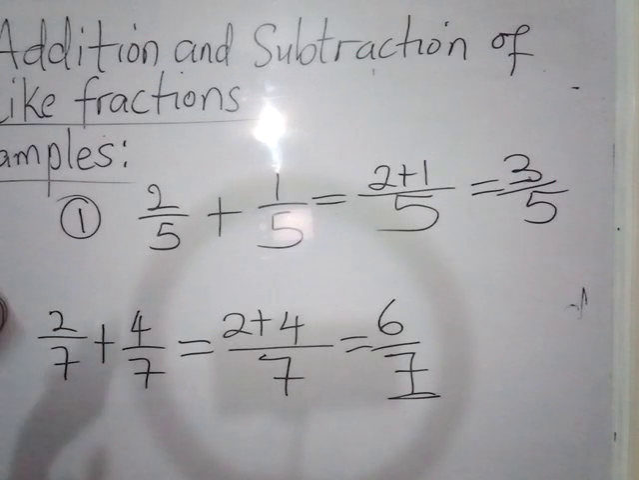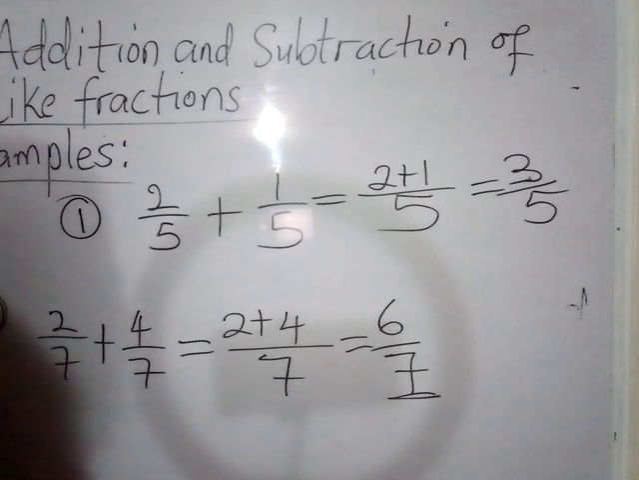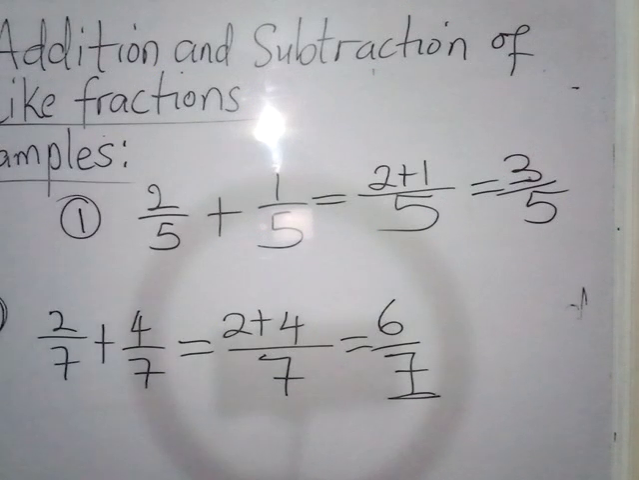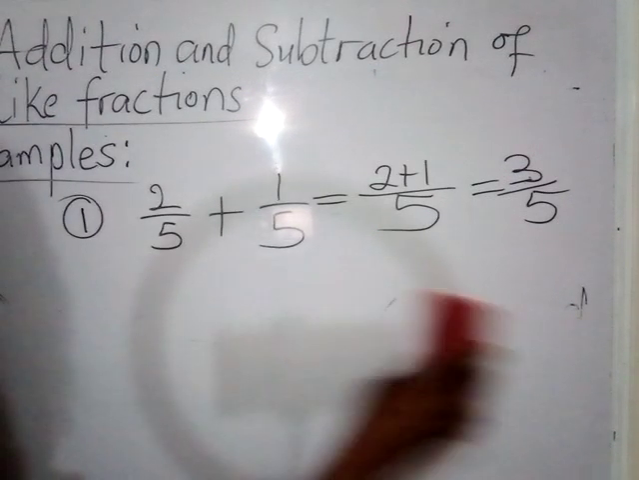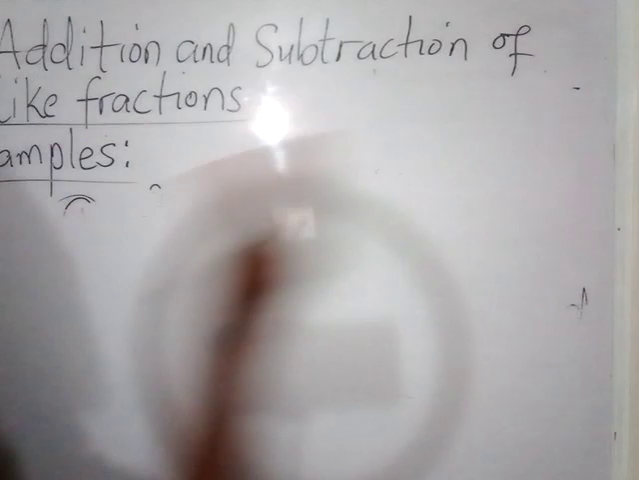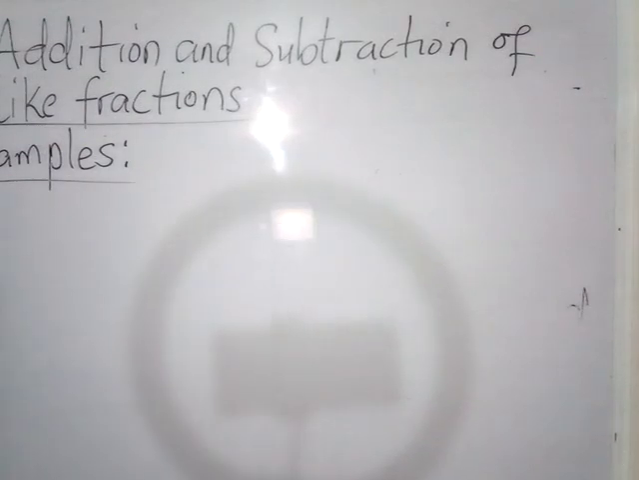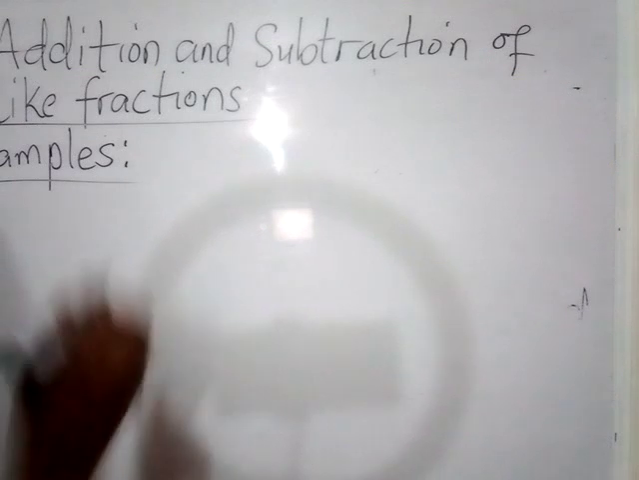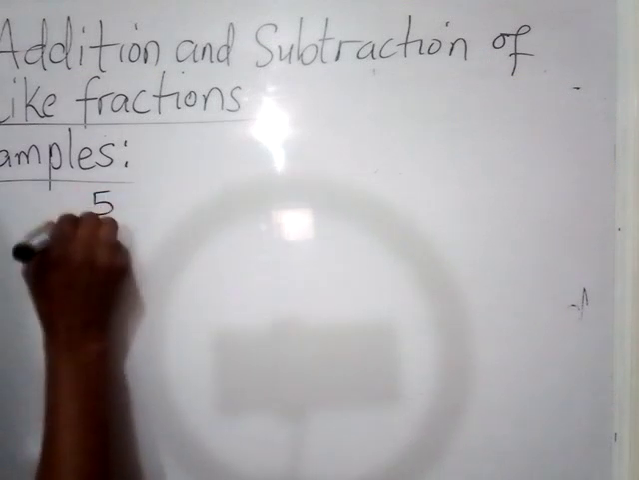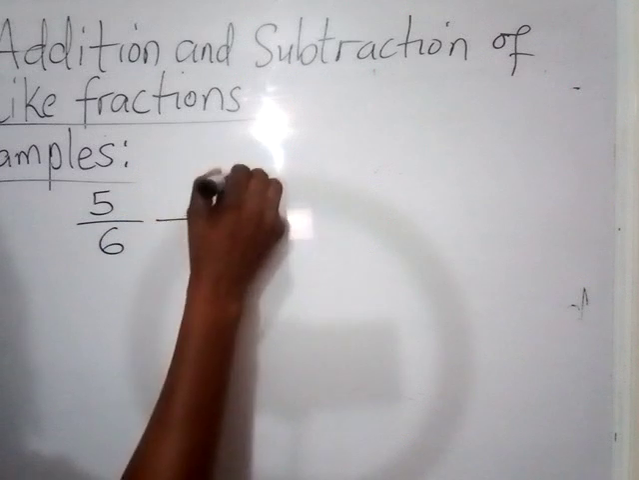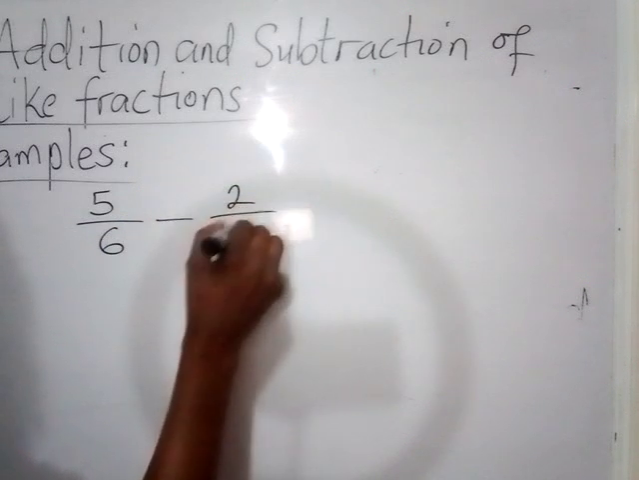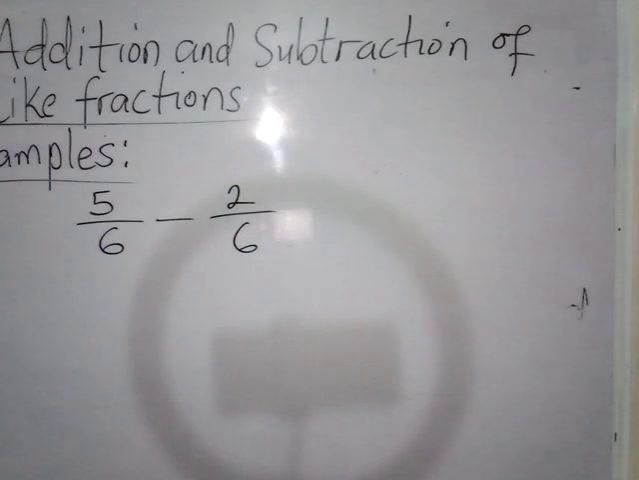The same thing applies to subtraction. When you're subtracting, all you need to do is subtract the numerators. But that applies only, like I mentioned earlier, to like fractions. Okay, so let's quickly take some examples of subtraction. So the first one, let's do 5 out of 6 minus 2 out of 6.